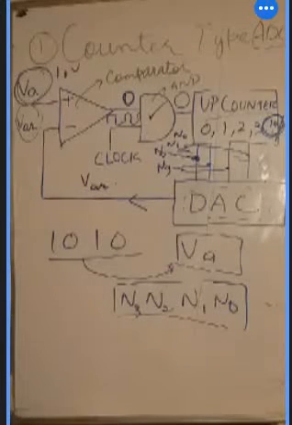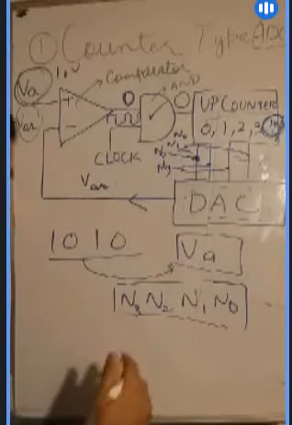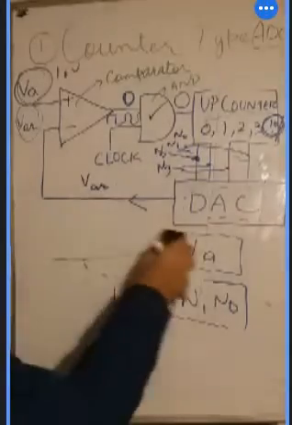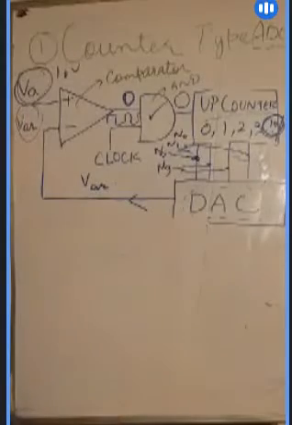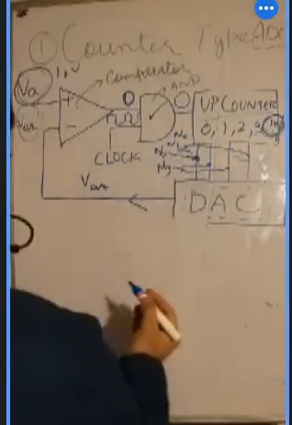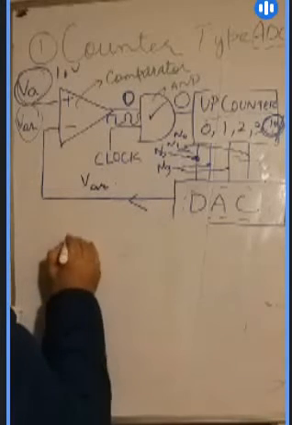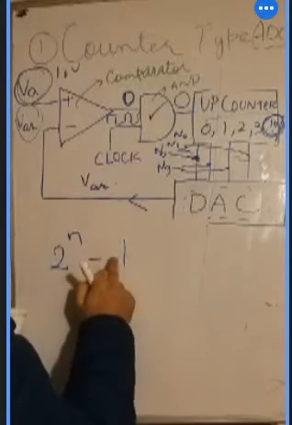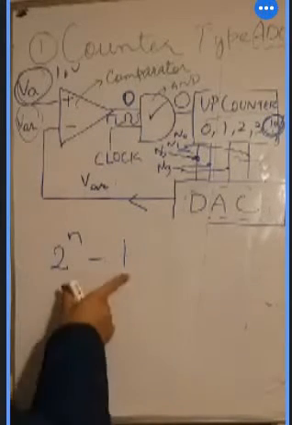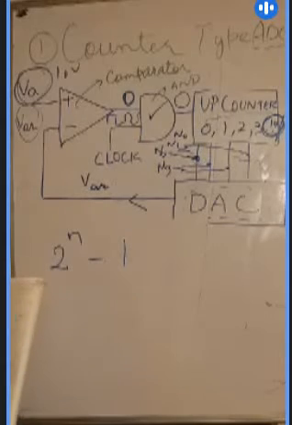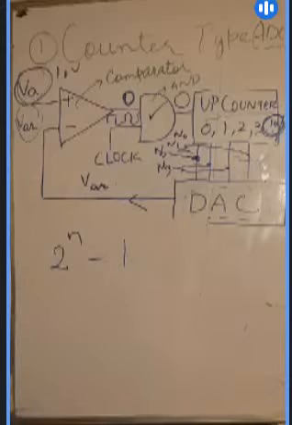Write one more point in this. For n-bit counter type ADC, maximum number of clock pulses required is 2 raised to power n minus 1, so that it can count the maximum.